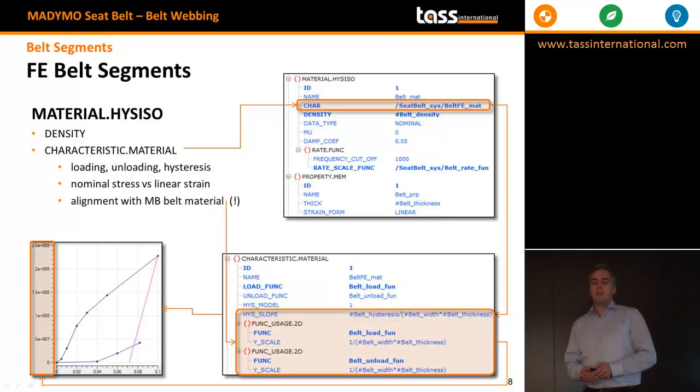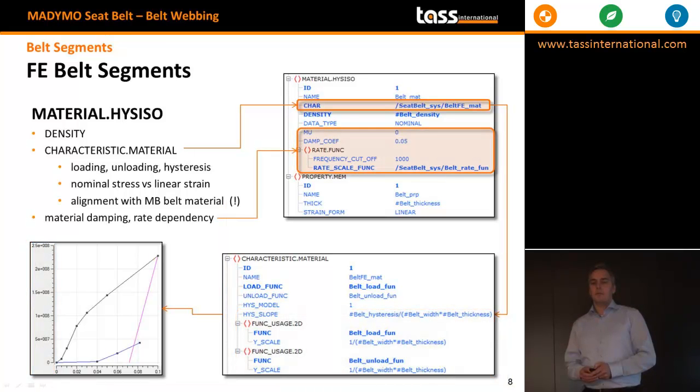The alignment can be done in a robust manner by using the same loading and unloading curve, both for the material characteristic of the FE segment as well as for the multi-body segments. You can do this with the keyword function usage. In this way you can scale a force versus relative elongation characteristic for the multi-body segment towards a stress-strain curve for the FE segment. Also for the FE segments, material damping and rate dependency can be modeled if desired.